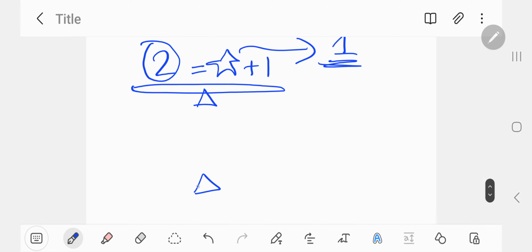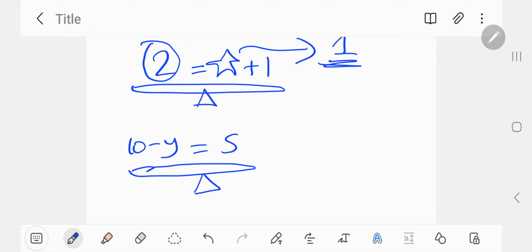Let's do another one. Suppose I give you 10 minus y on the left-hand side and 5 on the right-hand side. 10 minus something gives you 5. What is that something? The y would have to be 5, right?